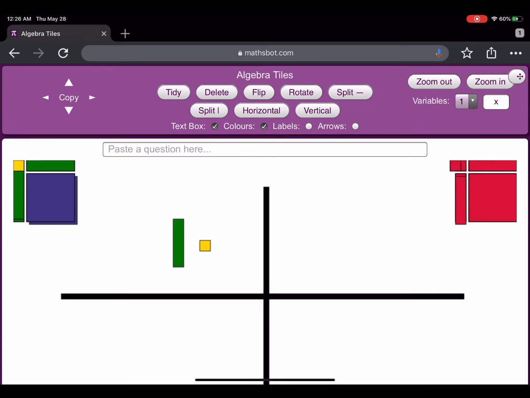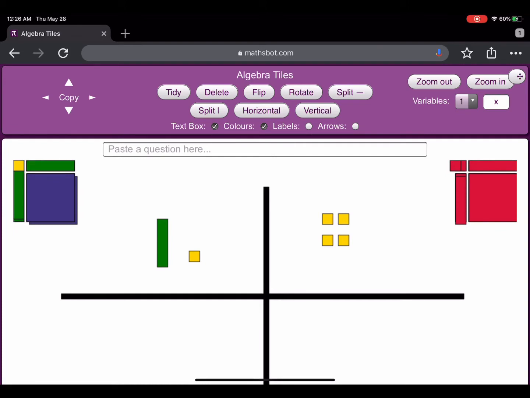Okay. So let's just jump right in. So we have x plus 1 equals 1, 2, 3, 4. Awesome. Okay. So right now this is balanced, but we want to figure out what x is by itself. So we've got to get rid of this guy.